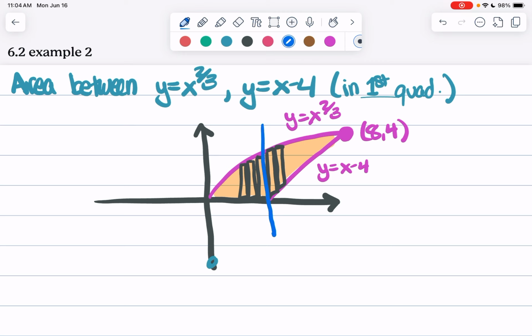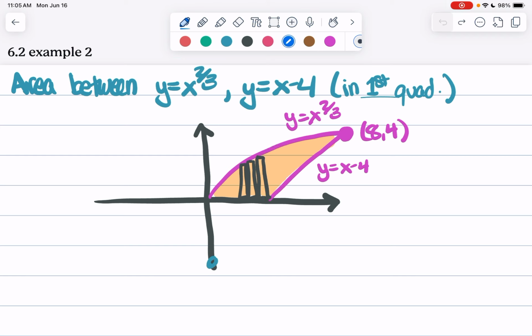Over to the left of that blue line, we're going from y equals 0 down below up to y equals x to the 2/3. But to the other side, it's going from y equals x minus 4 up to y equals x to the 2/3. And so we would actually have to break this region into two separate regions, one to the left, one to the right, and do two separate integrals to get the area between these two curves. We don't want to do two integrals.